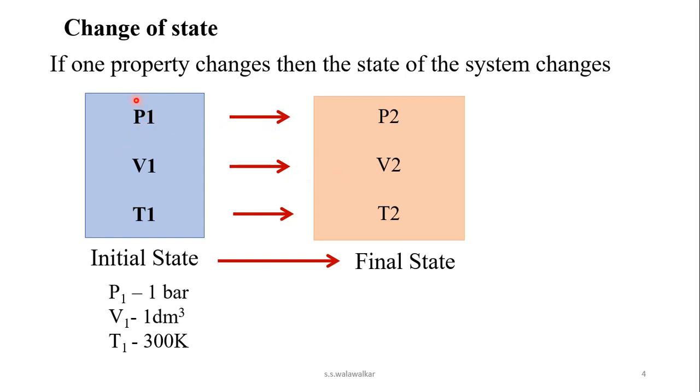So suppose in the initial state the pressure is P1, volume is V1, temperature is T1. Then that state is called the initial state. And when you change the pressure of this system, the volume automatically changes, temperature remains constant, and then these conditions, P2, V2 and T, describe the final state of the system. So these properties are called what? State functions or state variables.